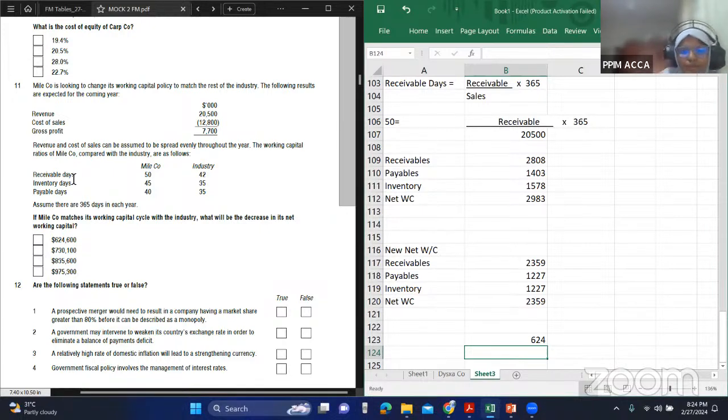Since we rounded off all the figures, we get it as 624, but this is enough for us to get the answer. It is close to 624, so just tick off A. Okay, because we don't want to waste too much time.